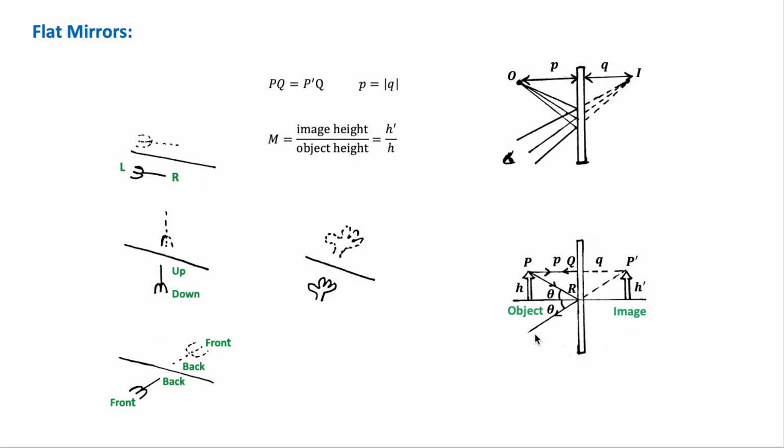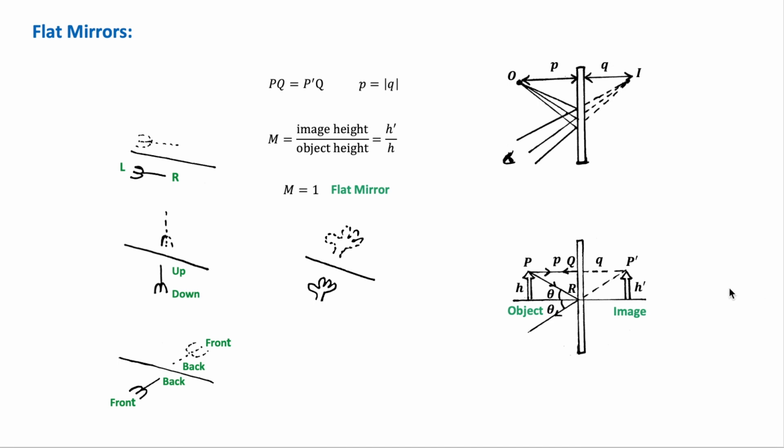If we extend the two reflected rays, they will meet at this point here, P dash, which is the point where the rays appear to diverge from, right? Repeating this process for points other than P on the object will construct a full image of the arrow to the right of the mirror. Using geometry, you can see that the triangles PQR and P dash QR are identical. So PQ is equal to P dash Q, or p is equal to the absolute value of q. We used the absolute value of q here because there can be a positive or negative sign associated with it, as you will see in the next section.